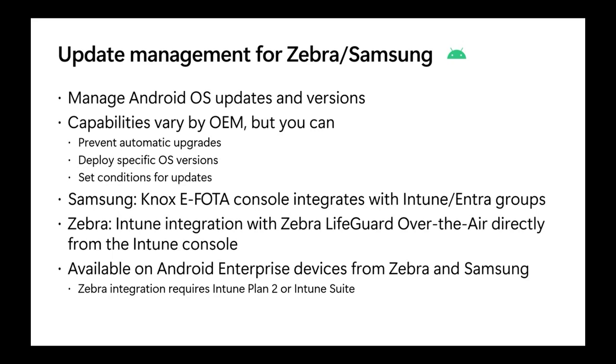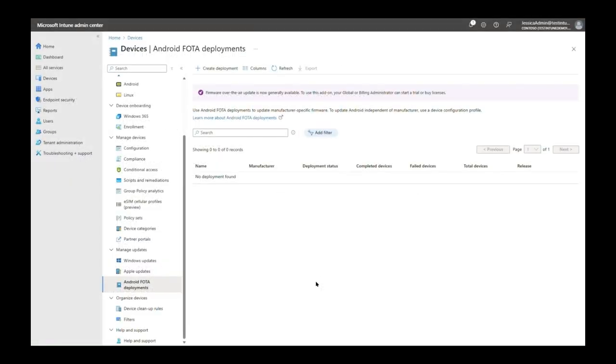On Zebra devices, Intune also offers integration with Zebra's LifeGuard over-the-air service, and I have a demo of that on the next slide. But yeah, these are available on Android Enterprise devices from these manufacturers respectively. And we are always talking with customers, partners, and manufacturers to understand what other integrations we can provide. So let me show you what that Zebra integration looks like as an example.